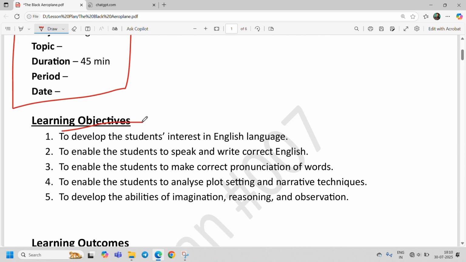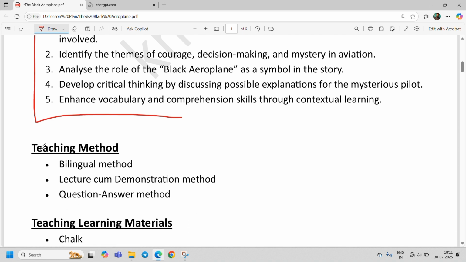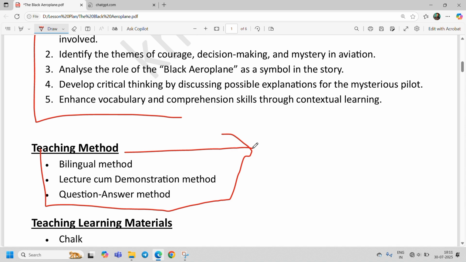After writing the learning objectives, we come to learning outcomes where we write the learning outcomes of that particular chapter: how this chapter will be useful, or what will be the result of teaching this chapter. Okay, after writing the learning outcomes, we come to teaching method. In teaching method, we write all the methods of teaching English. Since this is the English lesson plan, we will write the methods which are useful in teaching English.